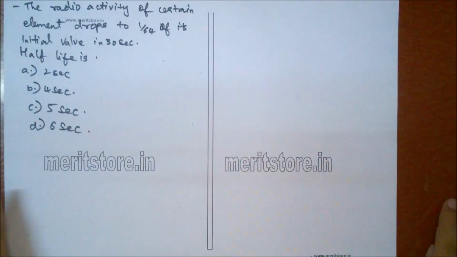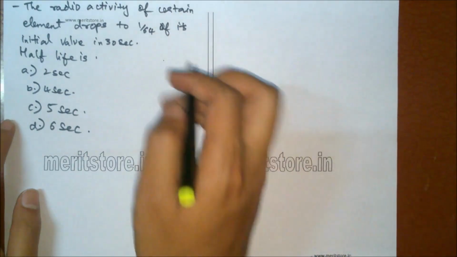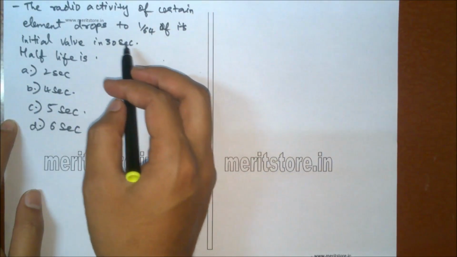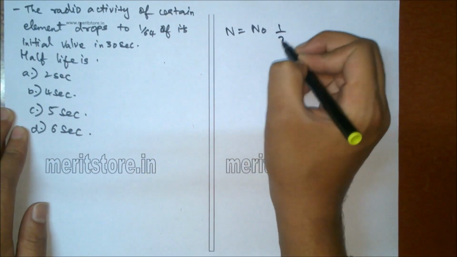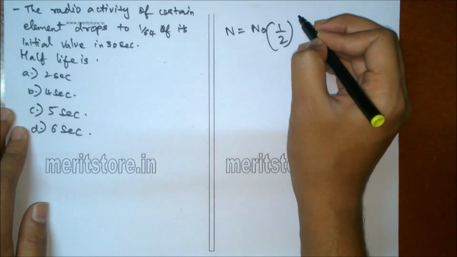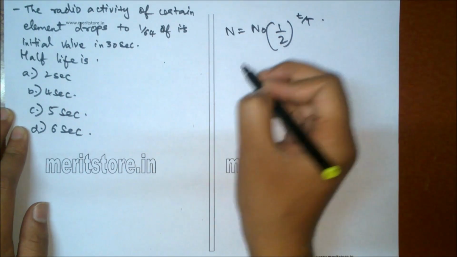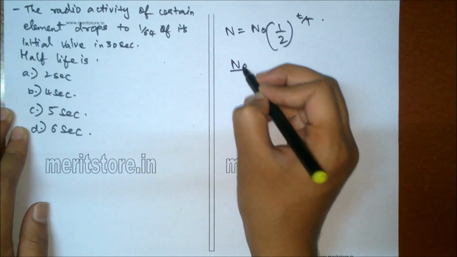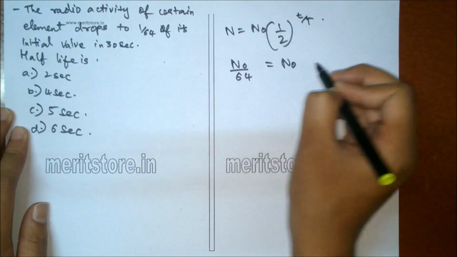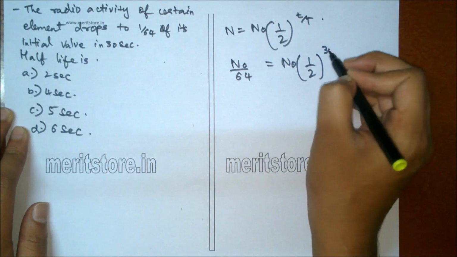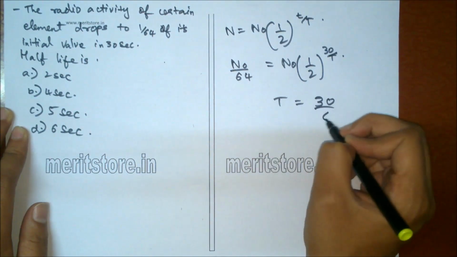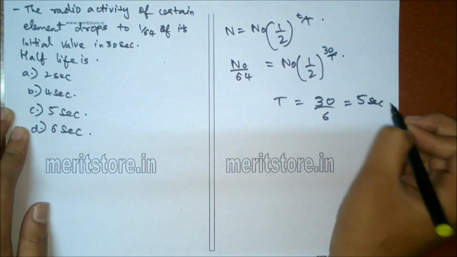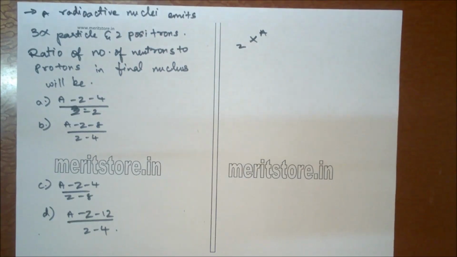Option A. Radioactivity of a certain element drops to 1 by 64 of its initial value in 30 seconds. So half-life will be, we know that N is equal to N0 half raised to small t upon capital T. So N0 upon 64 is equal to N0 half raised to 30 upon capital T. So we get capital T is equal to 30 upon 6, which is equal to 5 seconds. Option C.